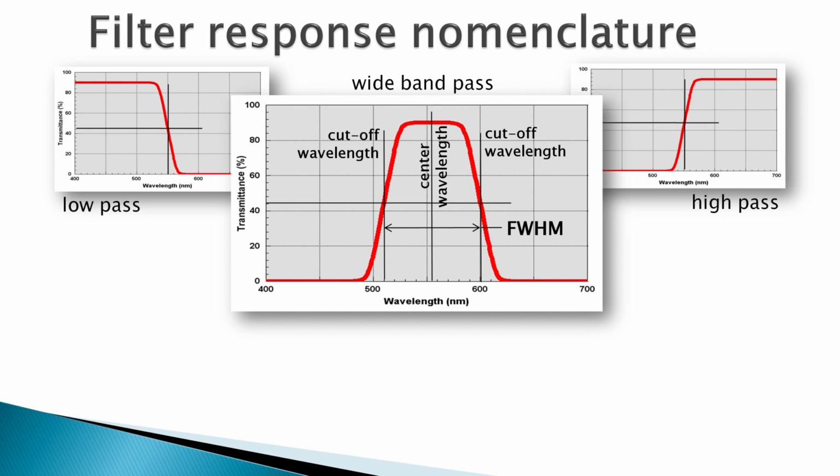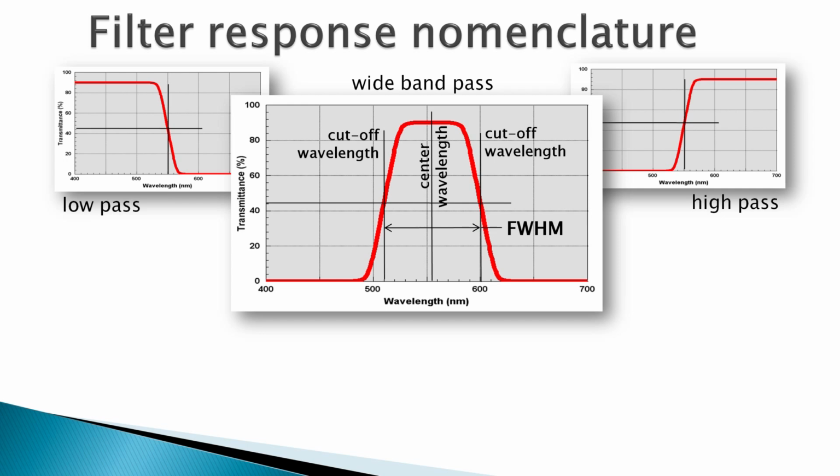In this case, a wideband pass. This spectrum type is defined by its center wavelength and its bandwidth, also referred to as its full width half maximum. The full width half maximum is literally the wavelength width from one side of the band to the other, with the cutoff wavelengths placed where the transmission value is half of the band's maximum.